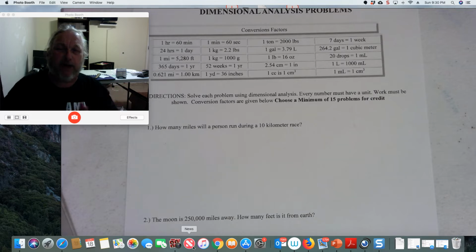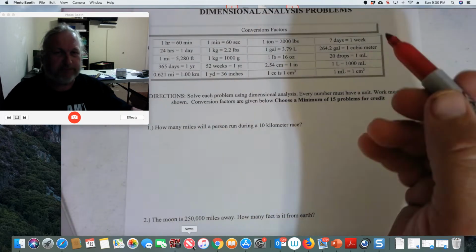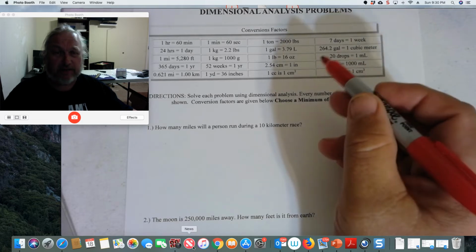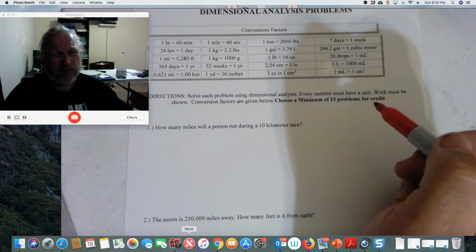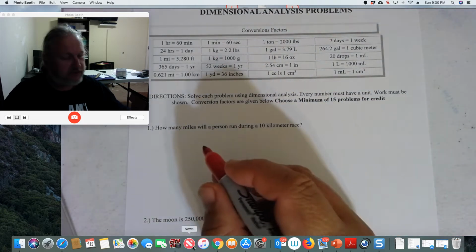So anyway, let's get right into it. We only have so much time. So we're doing dimensional analysis. Remember, this is a really good skill to have later in life. So let's look at the first one. Again, on your worksheet, I've got all these conversion factors here, right? I told you need 15. We worked one or two of them in class. So let's do this first one.